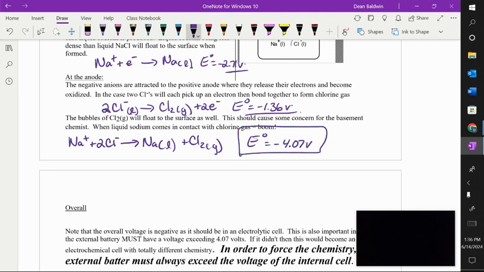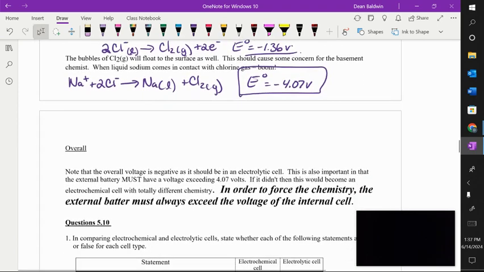So we know it's not spontaneous, but we're putting a battery on it. How strong does the battery have to be? Above 4.07 volts. Okay? And this is also a dangerous reaction because when liquid sodium hits chlorine gas, you get a massive explosion. So not only are you going to be doing it at 800 degrees Celsius, you got to find a way to keep those things apart, if possible, so that you don't have a big boom of molten and liquid sodium flying all over the place. That wouldn't be good for people.